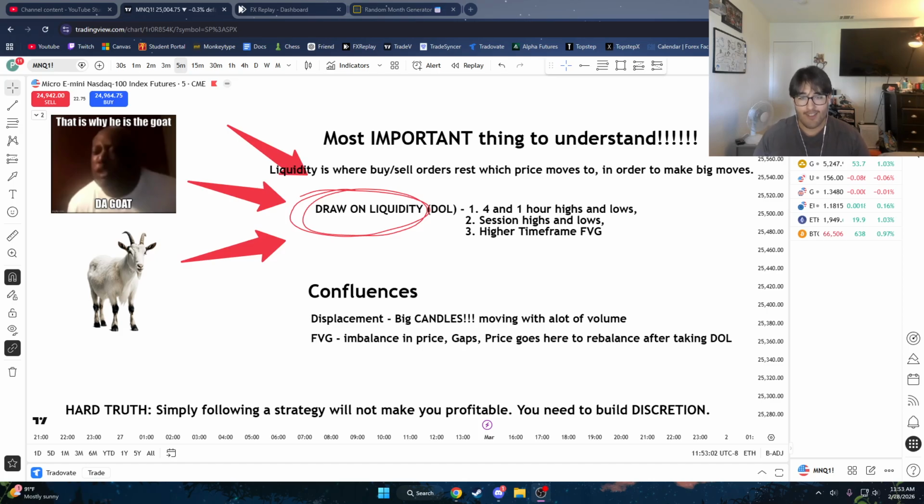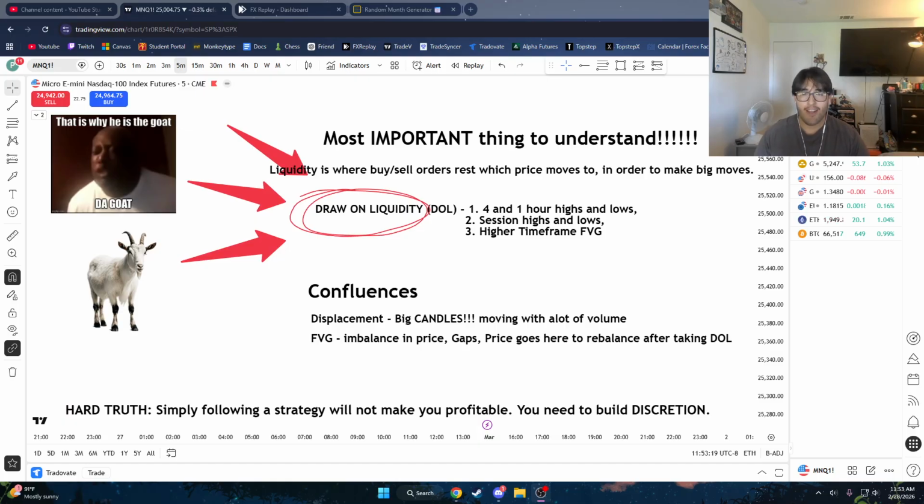We address that as drawn liquidity, right, or DOL. And how would that look? That'd be your 4 and 1 hour highs and lows, your session highs and lows, and your higher time frame fair value gaps, which are imbalances in price. And yeah, that's the most important thing to understand.